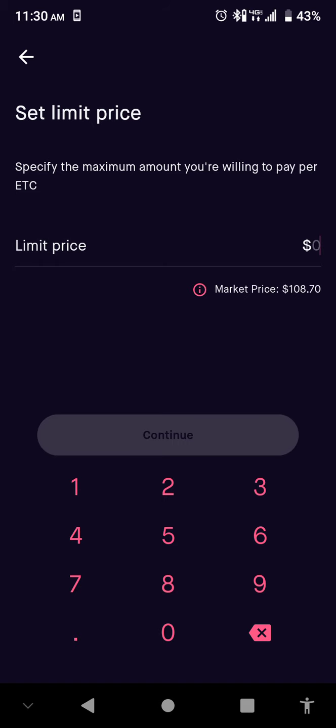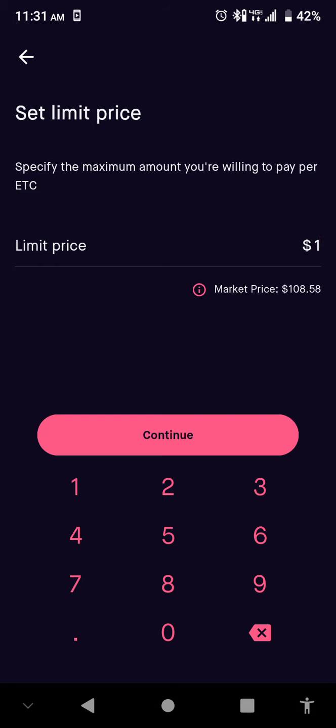So you're going to want to set the limit price. Here where it says set limit price, specify the maximum amount you're willing to pay per this cryptocurrency. It shows you here where the exclamation point is under the market price that it is currently $108.70. That usually moves up and down. There we go. It went up to $108.74, $108.63. So I'm going to put the limit price at $108.